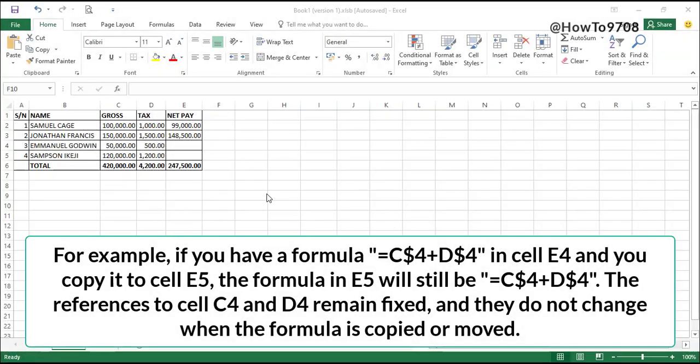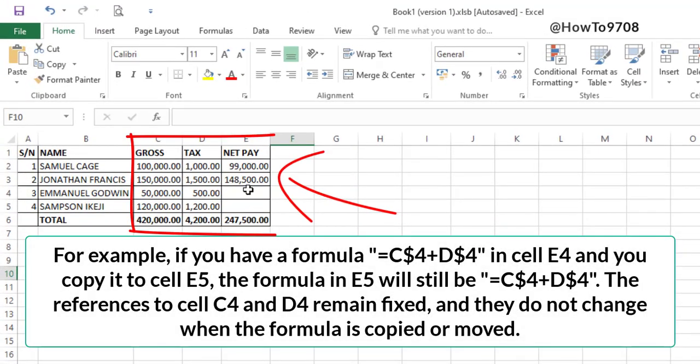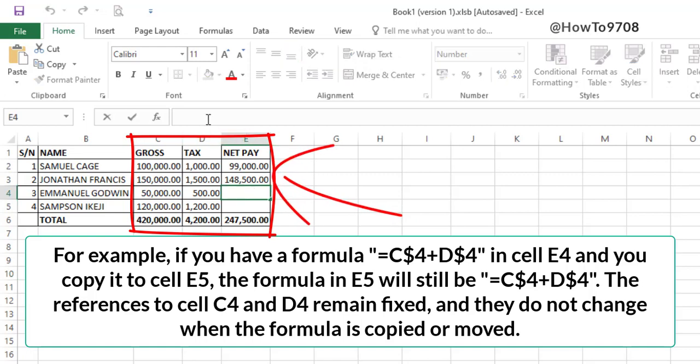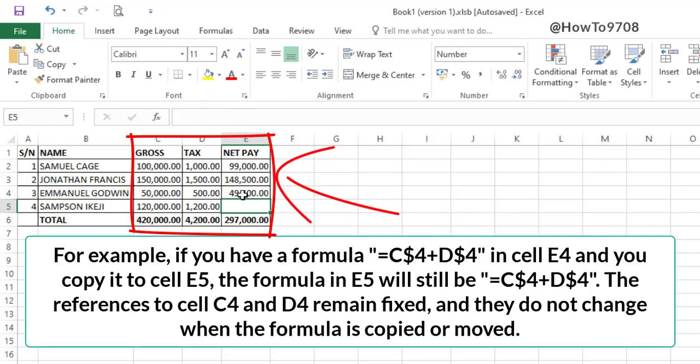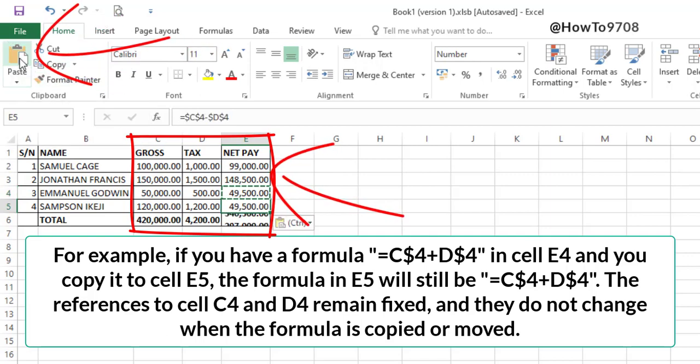For example, if you have a formula equals C4 plus D4 in cell E4 and you copy it to cell E5, the formula in E5 will still be equals C4 plus D4. The references to cell C4 and D4 remain fixed, and they do not change when the formula is copied or moved.